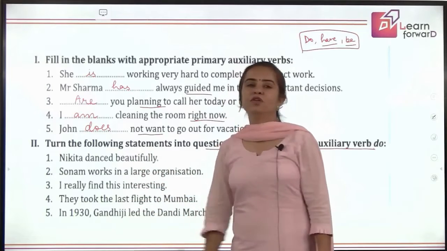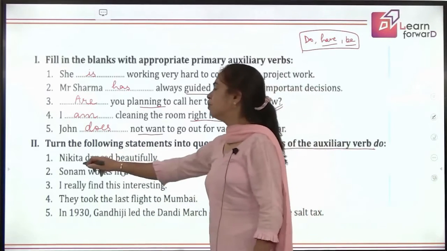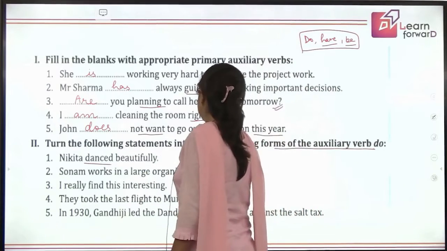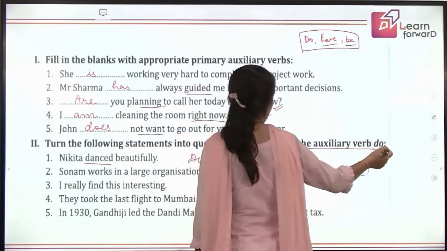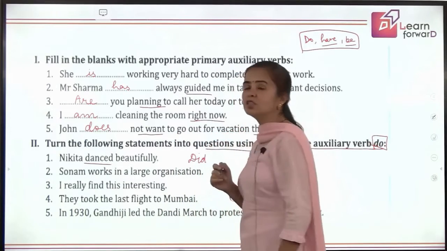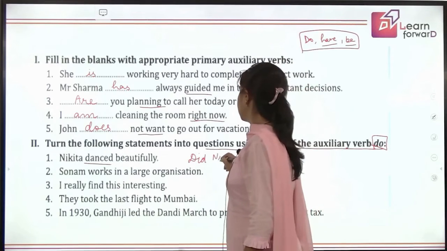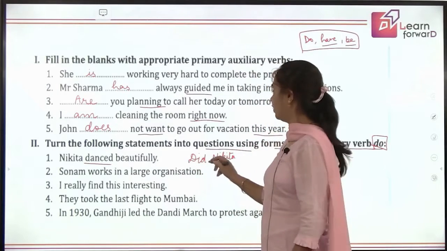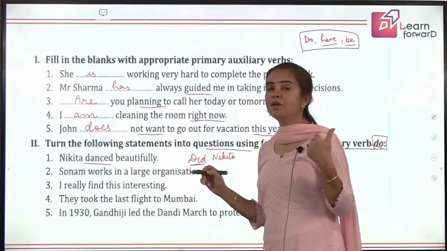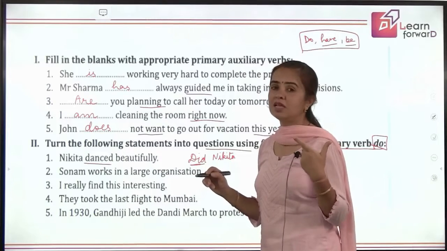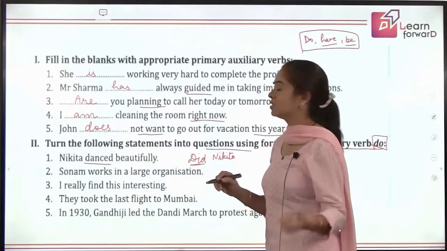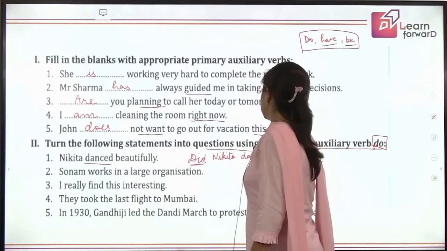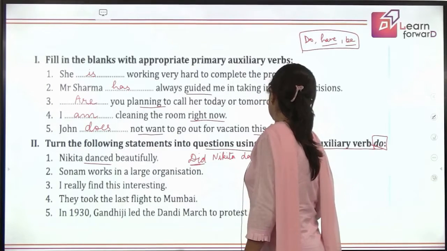Nikita danced beautifully. This is past tense. So how will you start your sentence? Did, right? They are asking you to use the auxiliary verb do. So what's the past tense of do? Did. Did Nikita danced? No, we are already using past tense here. Two past tenses, the helping verb and the main verb together, cannot be in the same tense, may be present or past, right? So it will be did Nikita, and you will use the first form, the root form. Did Nikita dance beautifully?